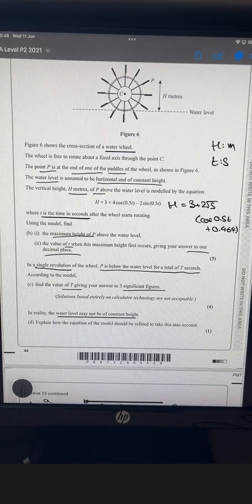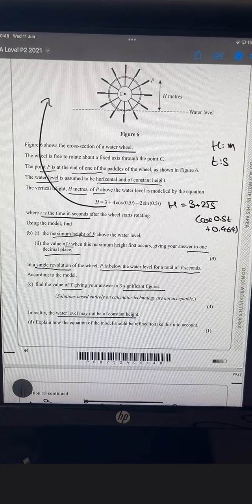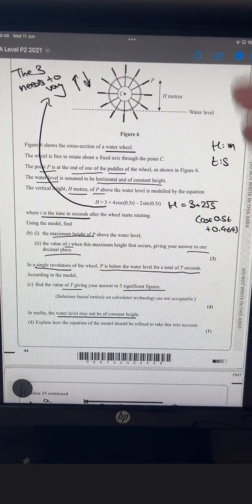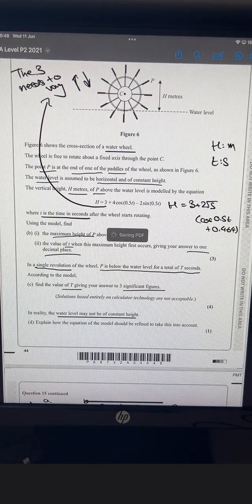the 3 needs to vary, okay? So that means it could increase or decrease, right? Because water is like waves. It goes up and down, up and down. So that's why. That's another modeling question. You've got to use common sense. I hate using common sense in the exam, but that's how you do that. So this is actually a nice question to get at the end of the paper.